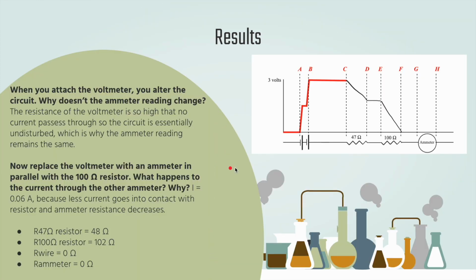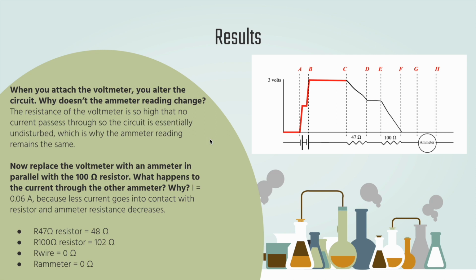For other results, this is the graph I made from the potential difference across the points. The question is, when you touch a voltmeter, you alter the circuit, so why doesn't it change? That's because the resistance of the voltmeter is so high that no current passes through, so the circuit is essentially unchanged, and the ammeter reading remains the same.